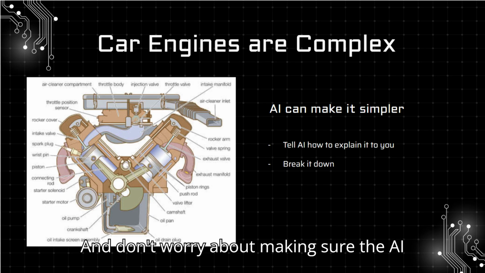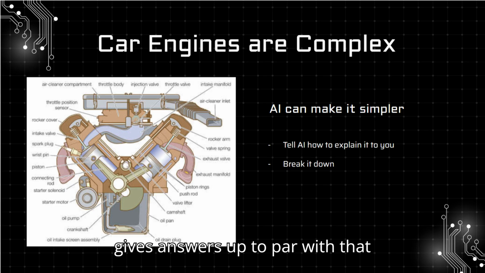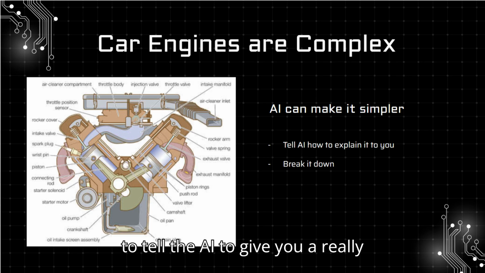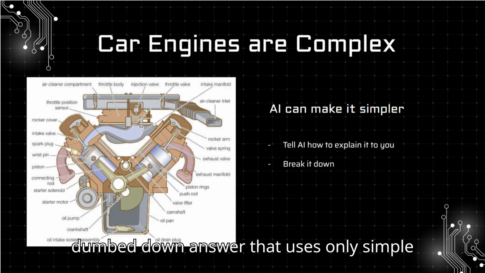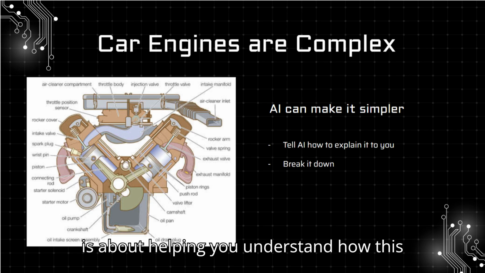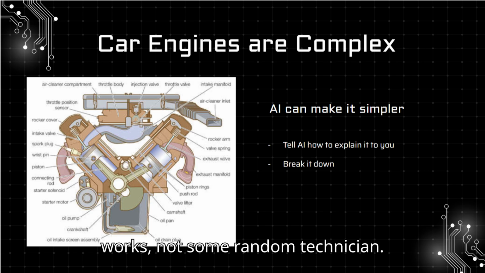And don't worry about making sure the AI gives answers up to par with that seen in university textbooks. It's okay to tell the AI to give you a really dumbed down answer that uses only simple words so that you can understand it. This is about helping you understand how this works, not some random technician.